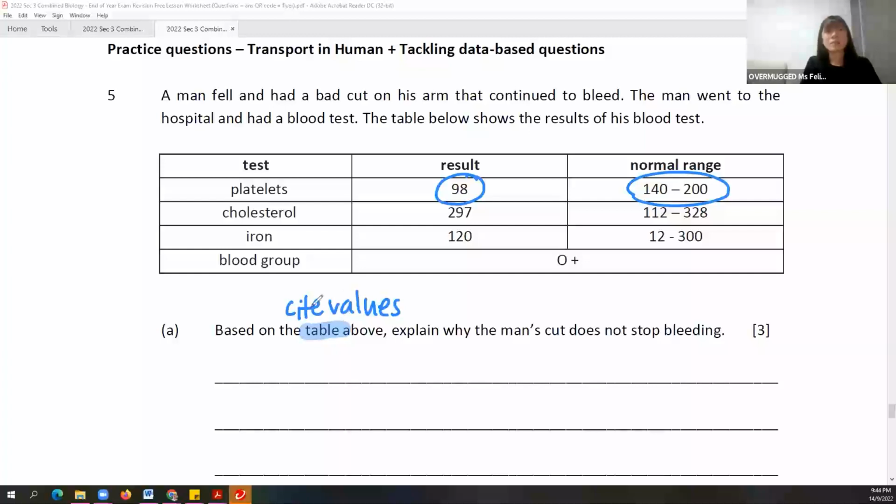So this time around, whose value should you cite? You cite the platelets number because platelet is the number that is abnormal. So after you cite already, that is like 1 mark, right? But the question is 3 marks. So how do you explain? So that means you explain about how platelet is related to stopping bleeding.